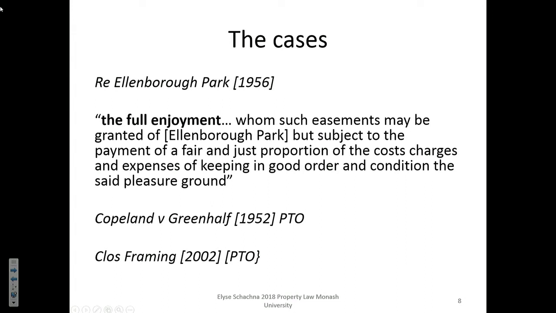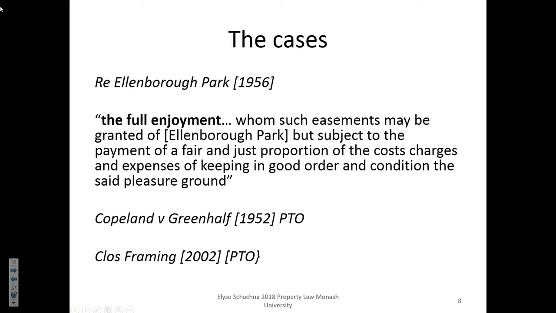And I'll go through the facts now. D and W owned land which they subdivided, and the inner portion was known as Ellenborough Park. In each conveyance for the surrounding lots, purchasers were granted the full enjoyment, whom such easements may be granted, of Ellenborough Park, but subject to the payment of a fair and just proportion of the costs, charges, and expenses of keeping in good order and condition the said pleasure ground. I've got that quote up here on the PowerPoint slide.